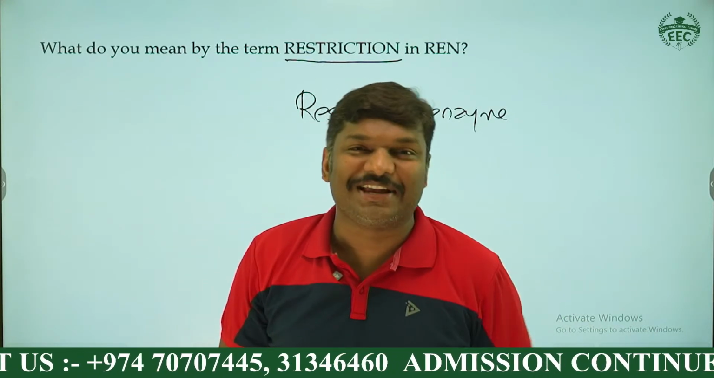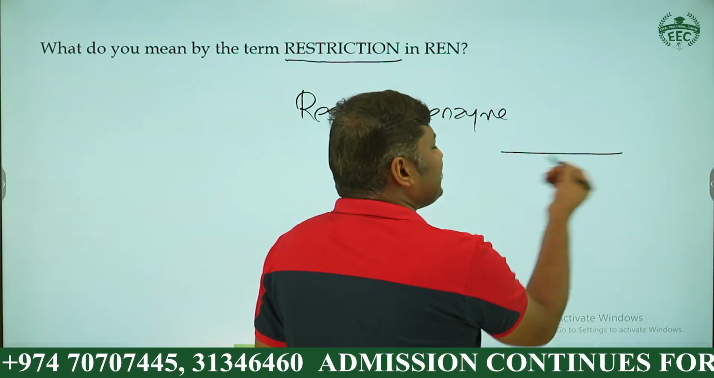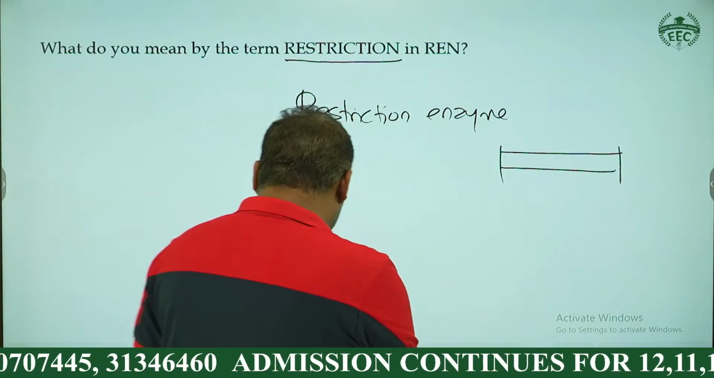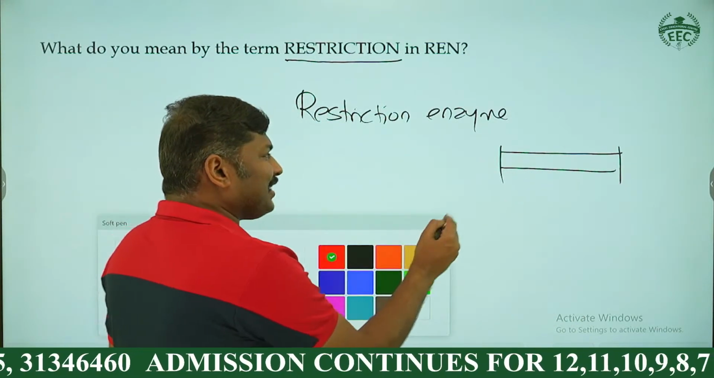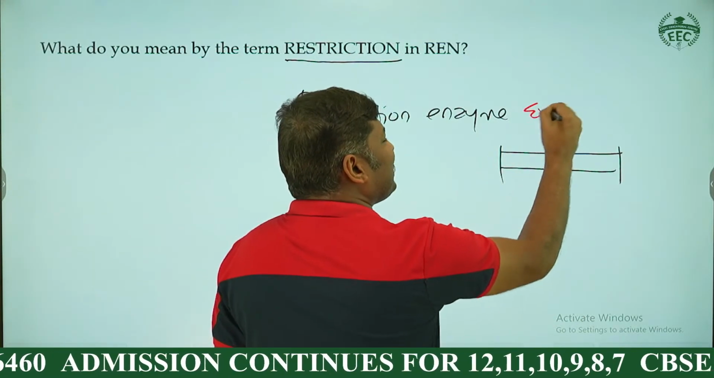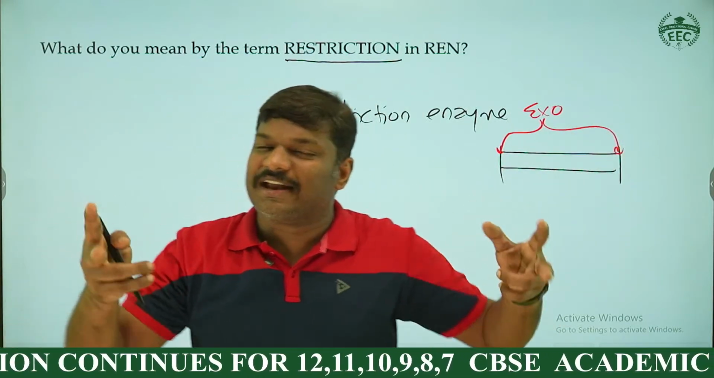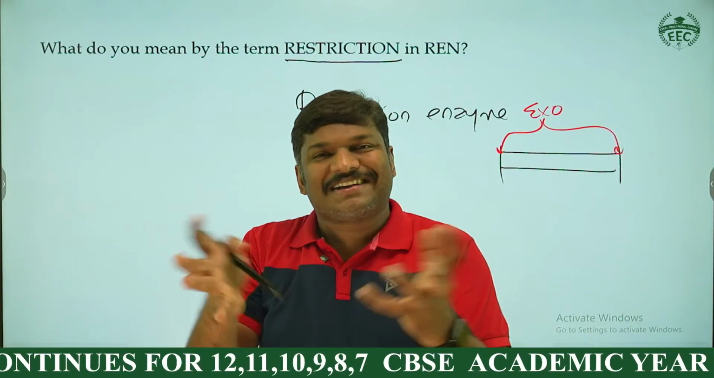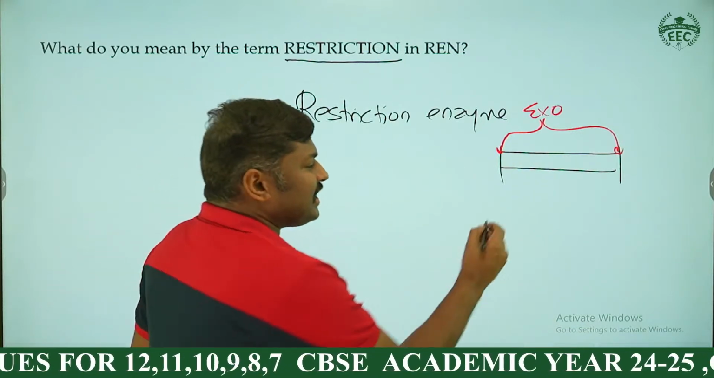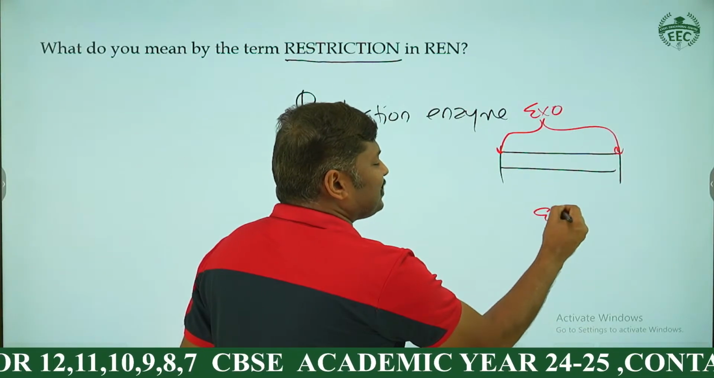What do you mean by exonucleases? For example, if this is a double-stranded DNA, what do you mean by exonucleases, my dear student? Exonucleases are always cutting at the edges. Whenever you are given a DNA, the edges are cut and removed by these exonucleases. And what do you mean by endonucleases, my dear student?